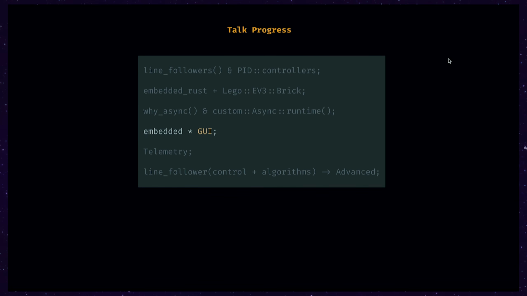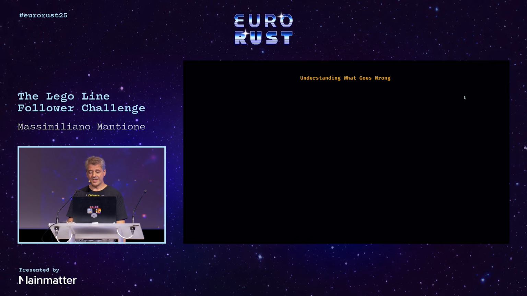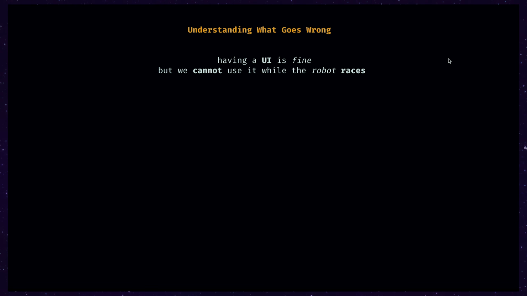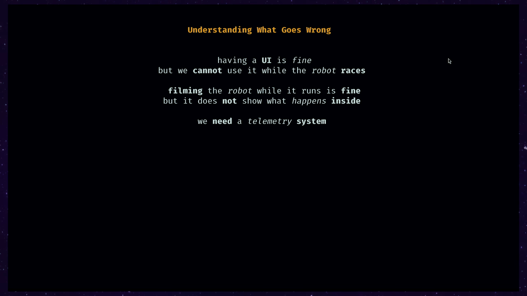So what's missing? Now we start switching from embedded UI to telemetry. What's missing is understanding what goes wrong. So you make the robot run, something strange happens, and how do you know? It is from UI to telemetry. Because a UI is fine, but we cannot use it while the robot races, because we cannot see the screen while the robot races. And we can film the robot, which is fine, but we don't know what's happening inside. So we really need a telemetry system.